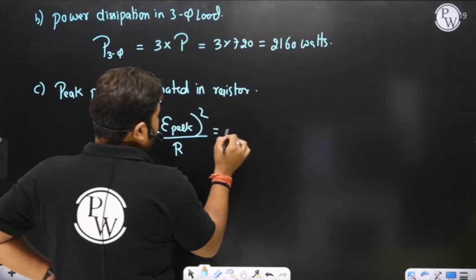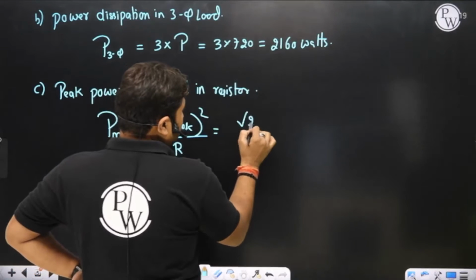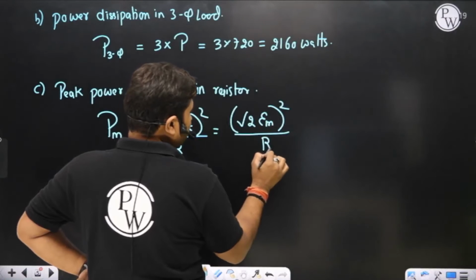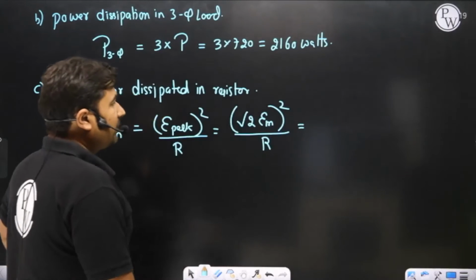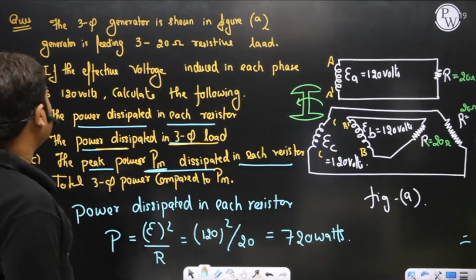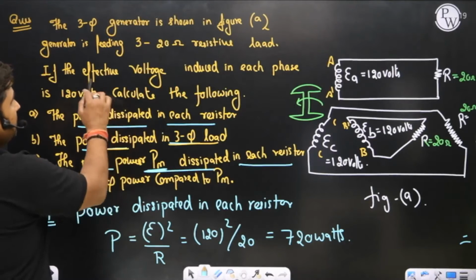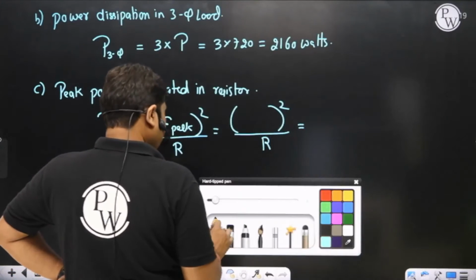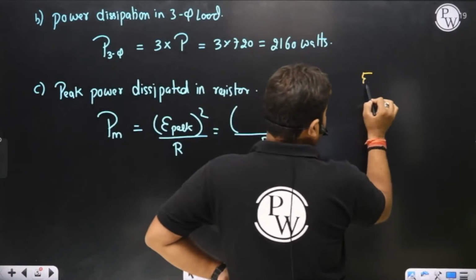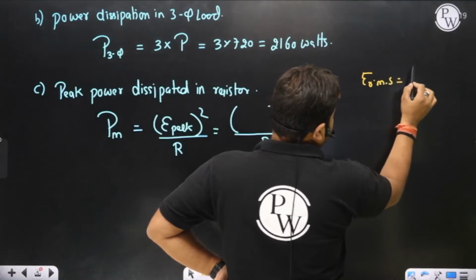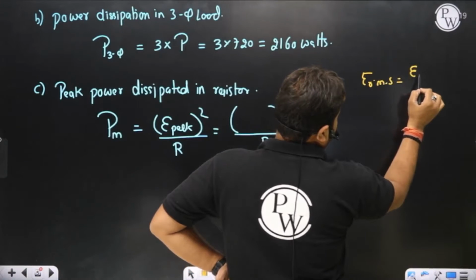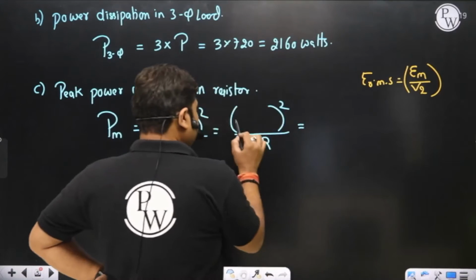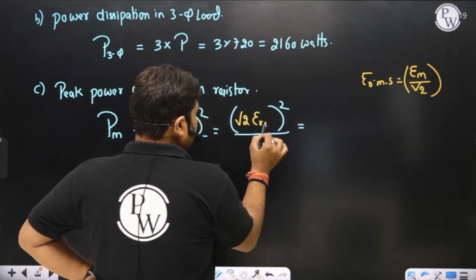Yes, sir. What is peak voltage, sir? Root 2 times the maximum voltage, sir. So root 2 times, squared, of the maximum, into R. We know the maximum voltage because the RMS value is given to you, sir. So RMS value is defined as maximum value upon root 2. So one can easily write root 2 times ERMS.